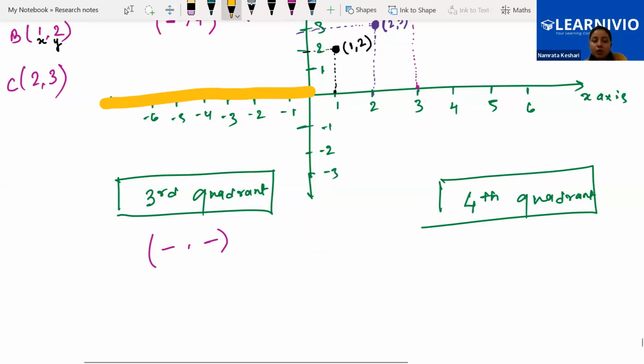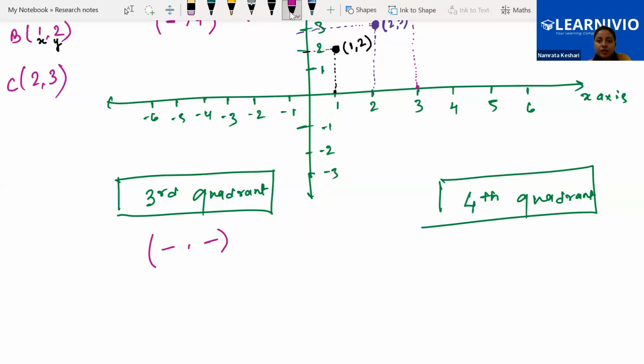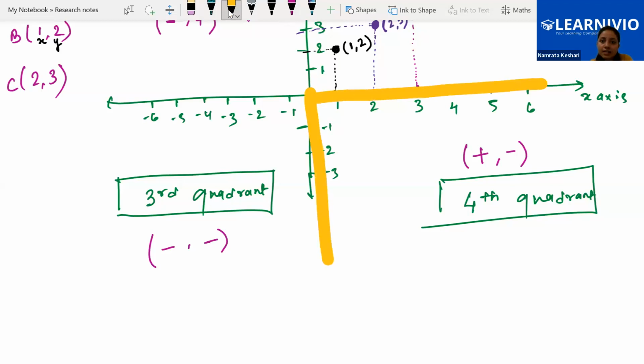Okay. What about the fourth quadrant? X is positive and y is negative. In our fourth quadrant, x is positive and y is negative. If you focus over here, this axis and this axis give us the fourth quadrant. You can see positive numbers are sitting on the x-axis and negative numbers are sitting on the y-axis. So this is the combination we have in the fourth quadrant.